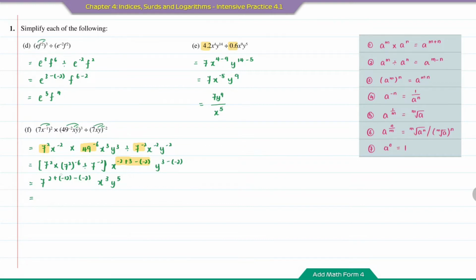Next, solve for the power here. So it's going to be 7 to the power of 2 minus 12 plus 2, which is equal to negative 8. Now using the law in number 4, I'm going to write the 7 to the power of negative 8 as 1 over 7 to the power of 8. So here, after I rearrange it, it's going to be x cubed multiplied with y to the power of 5 divided by 7 to the power of 8.